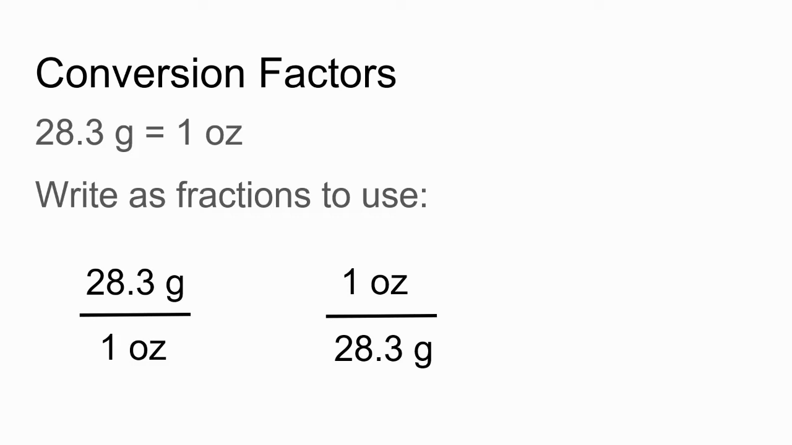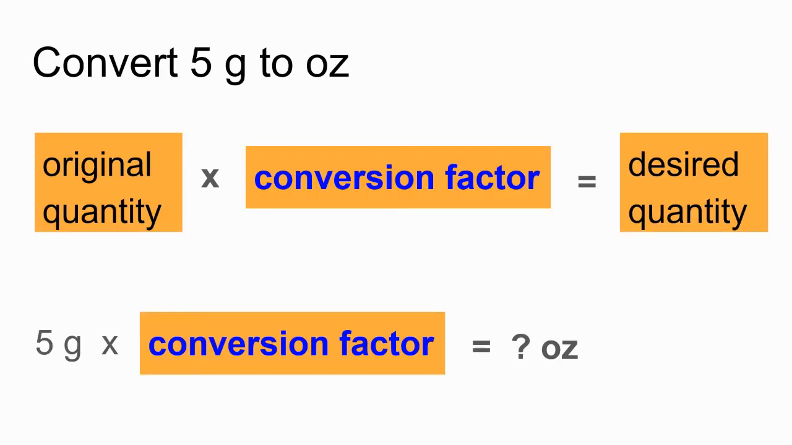So back to our grams to ounces. If I know that there's 28.3 grams in 1 ounce, then I can use this as a fraction, okay? That's a ratio. So I could say 28.3 grams in 1 ounce, or I could say for 1 ounce, that's 28.3 grams. So I can write it either way. I need to decide which one to use. So what conversion factor are we going to use when we go from 5 grams to ounces? Will we have grams on the top or the bottom?